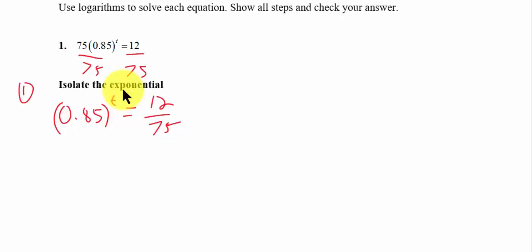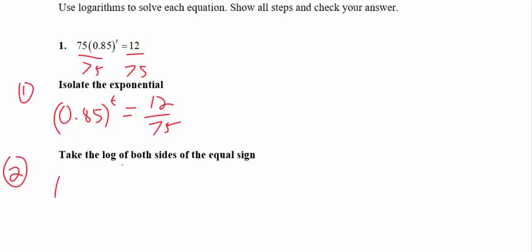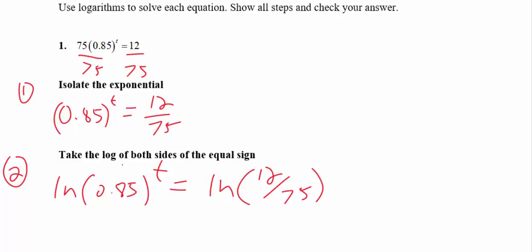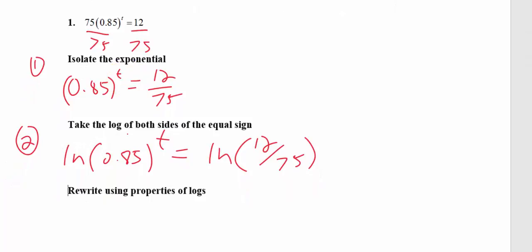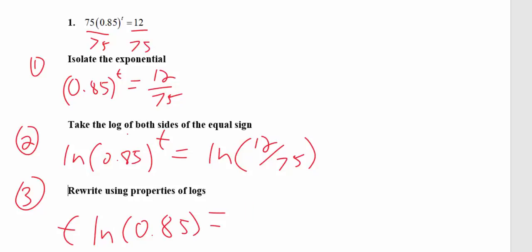Step 2 would be take the natural log or the log of both sides. So here's my step 2, and it's going to look something like this. I'm going to use the natural log. So the natural log of 0.85 raised to the t equals the natural log of 12 over 75. Step 3 would be rewrite using properties of logs. And all that means is I'm going to bring the t, or the exponent, in front, and I'm left with t times the natural log of 0.85 equals natural log of 12 over 75. So I haven't really done much in that step. I just moved the exponent to the front of my natural log.